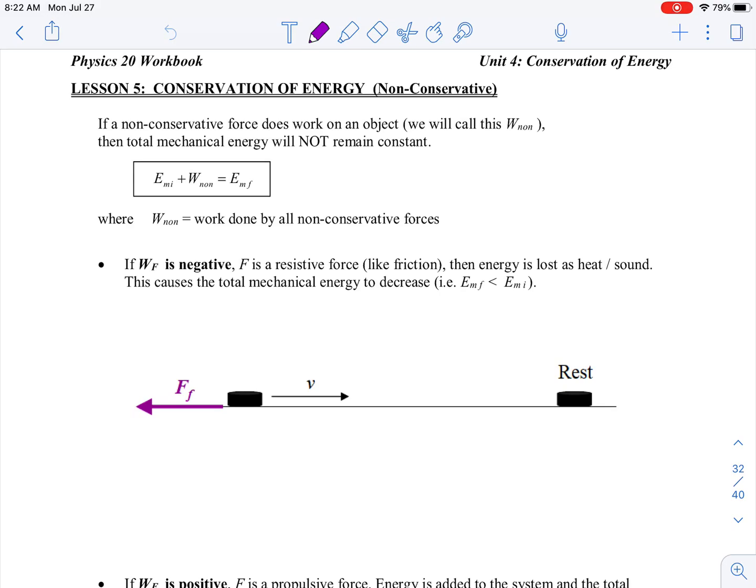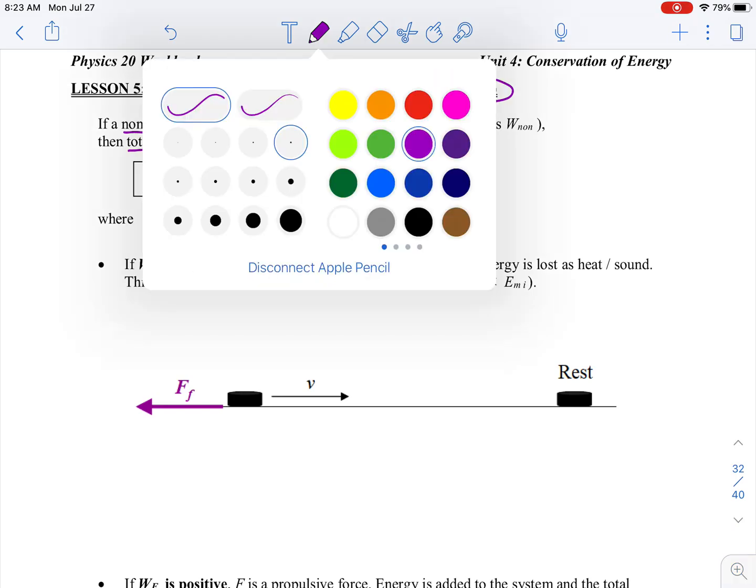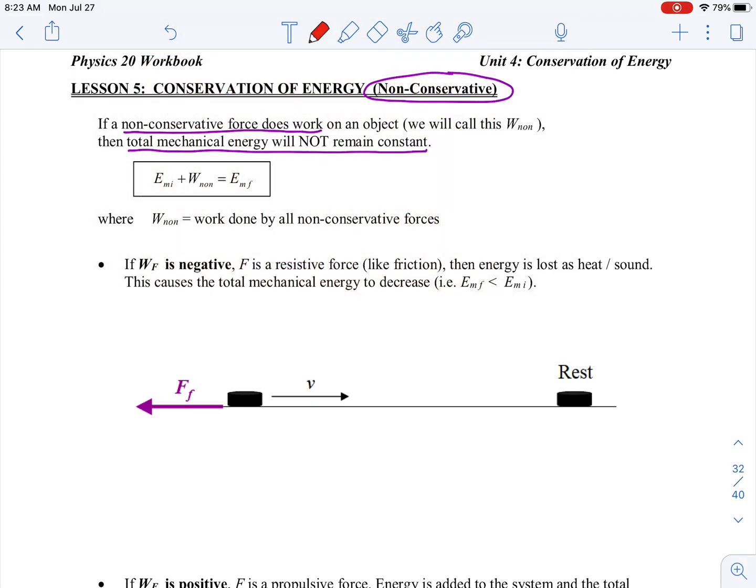So, we're now going to continue with conservation of energy, but we're going to move on to what we call non-conservative forces. So remember, if we have a non-conservative force doing work on an object, then we can be convinced that the total mechanical energy will not stay constant all the way through. It's either going to increase or decrease. And when we have that kind of a situation, we have a new formula that we're going to be using.